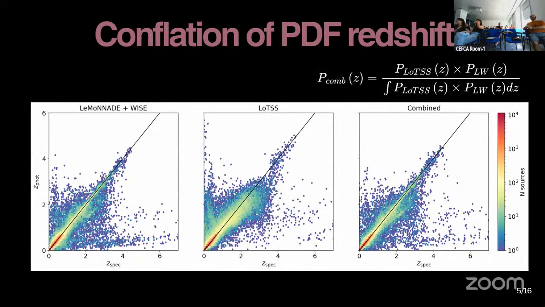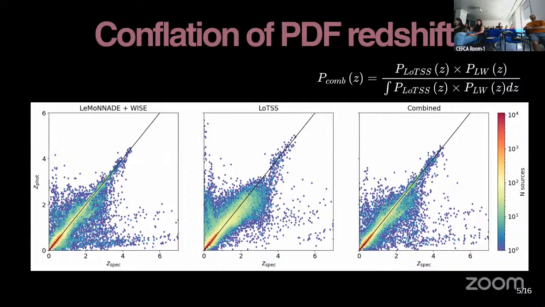Then the next step was trying to see if we combine the Lemon plus WISE and LoTSS redshifts, we got more precise estimates. This is because Lemon plus WISE has really precise estimates because they are based on narrow bands from J-PLUS, but LoTSS, although it's not as precise as Lemon plus WISE, reaches fainter sources. So maybe we could have the best of both worlds with that combination. So how do we do this?